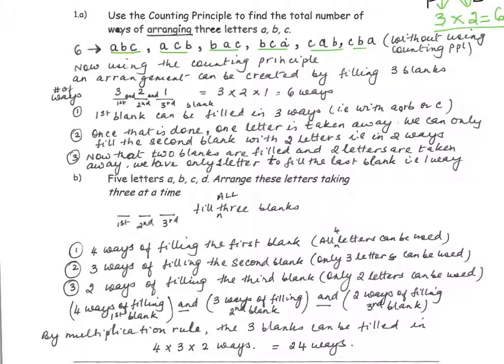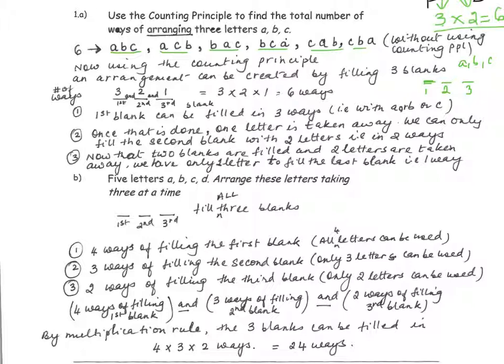Now, if you think about it, arranging 3 distinct letters in 3 different ways amounts to filling 3 blanks with the letters A, B, and C, making sure that there are no repetitions. So arrangements of letters is the same as filling blanks with different letters, making sure there are no repetitions. So we have 3 blanks to fill: the first blank, the second blank, and the third blank. So we'll go step by step.